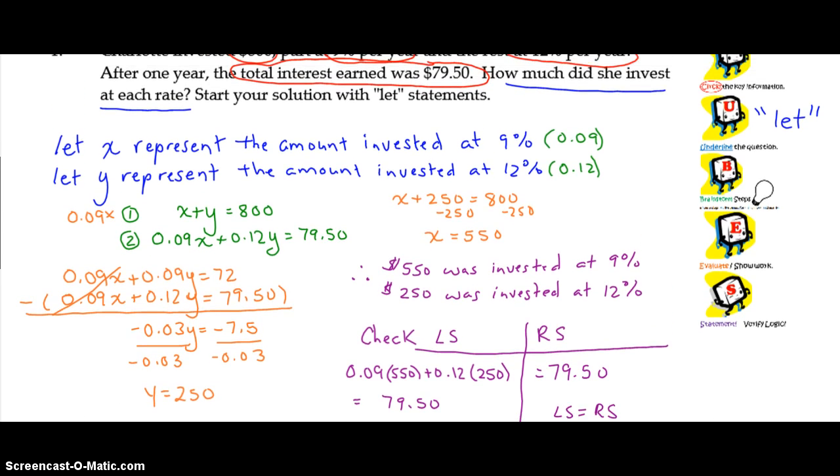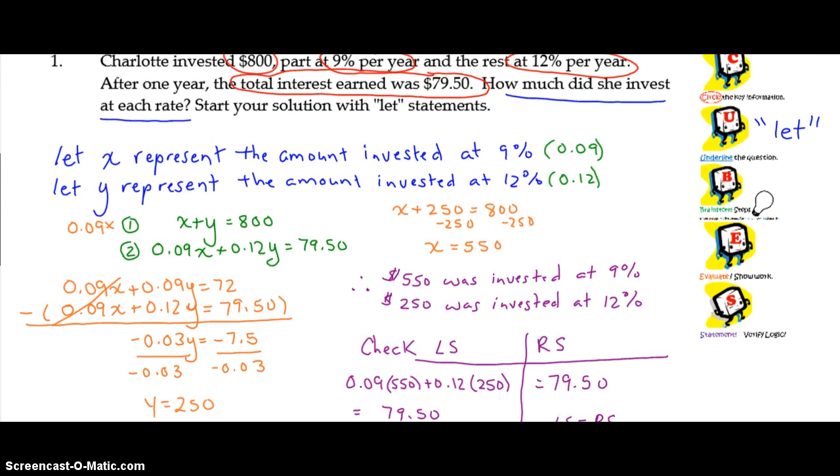So this is the way you solve a mixture problem. So please take note again that what you circle is what your let statements are. One of your equations always starts x plus y, and the other equation brings in either the percentage or the rate.